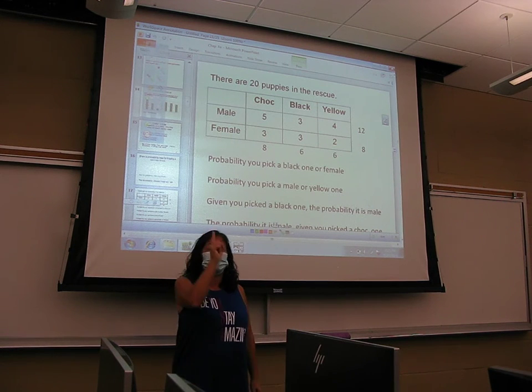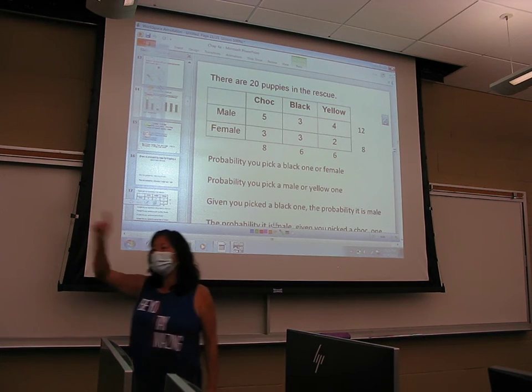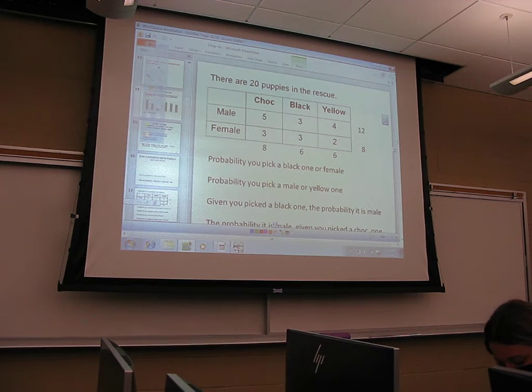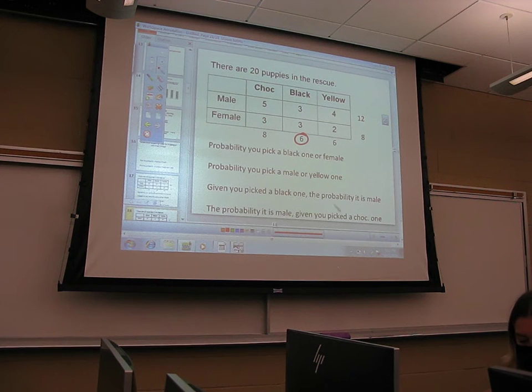As soon as I say given, that's the only time it's not out of 20. When it's given, you have some information, then you know it's out of a smaller number. Given black, that means it's going to be one of these 6 black labs. Does everyone understand that? So now, it's not out of 20, it's out of 6.